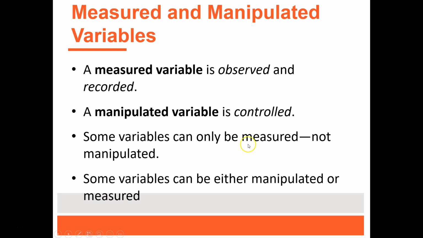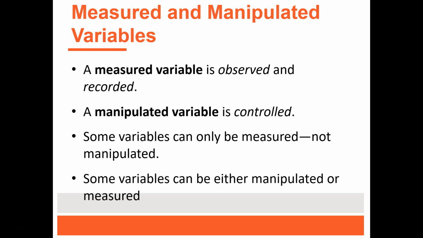Some variables can only be measured, not manipulated, right? Can you think of some variables that can only be measured? Well, if you think about gender, right? All we can do is ask someone, what is your gender? And we record what their answer is. We can't manipulate or change that in our research study.